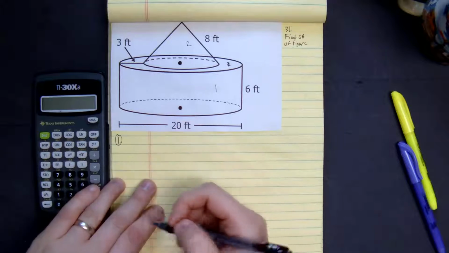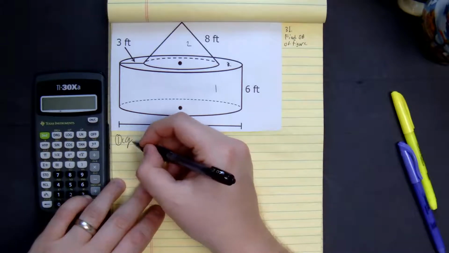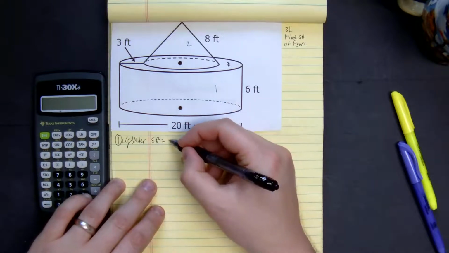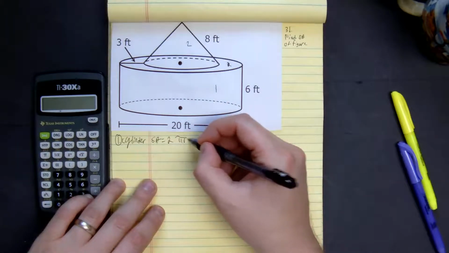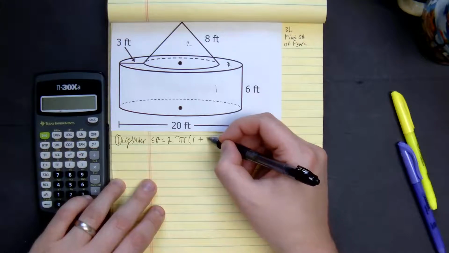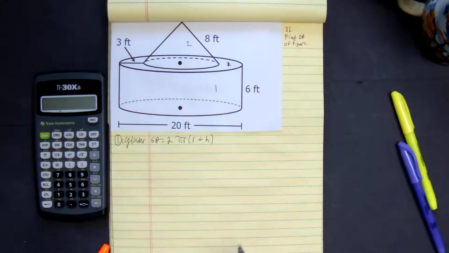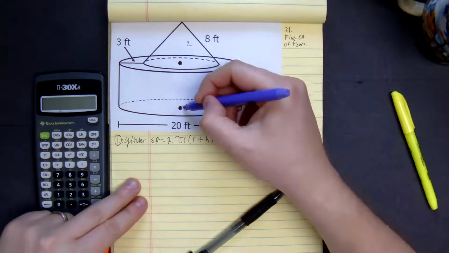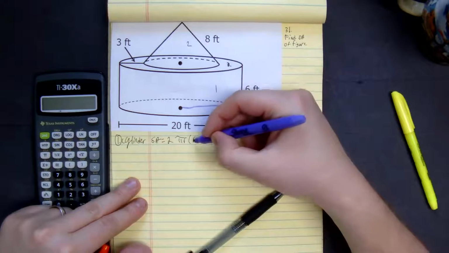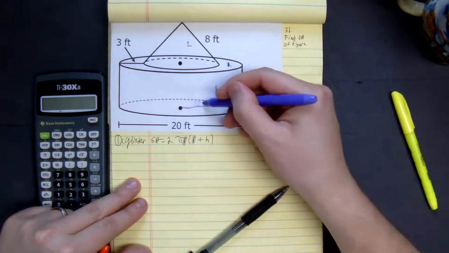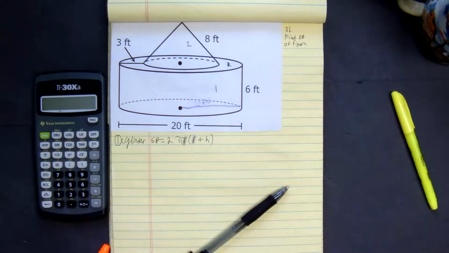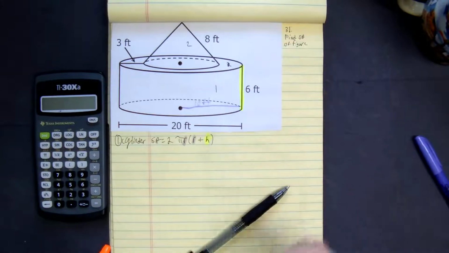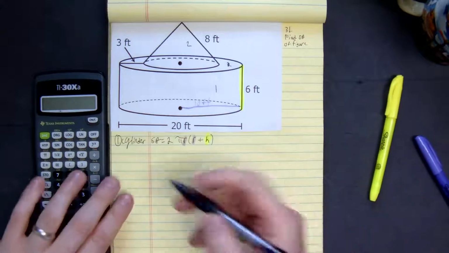So number 1 is a cylinder. Surface area is equal to 2 pi r times (r plus h). So right here, we do have a radius. Okay, good. 10 feet. And then we have height, which is 6 feet. So we're good with the cylinder. Let's check the cone.